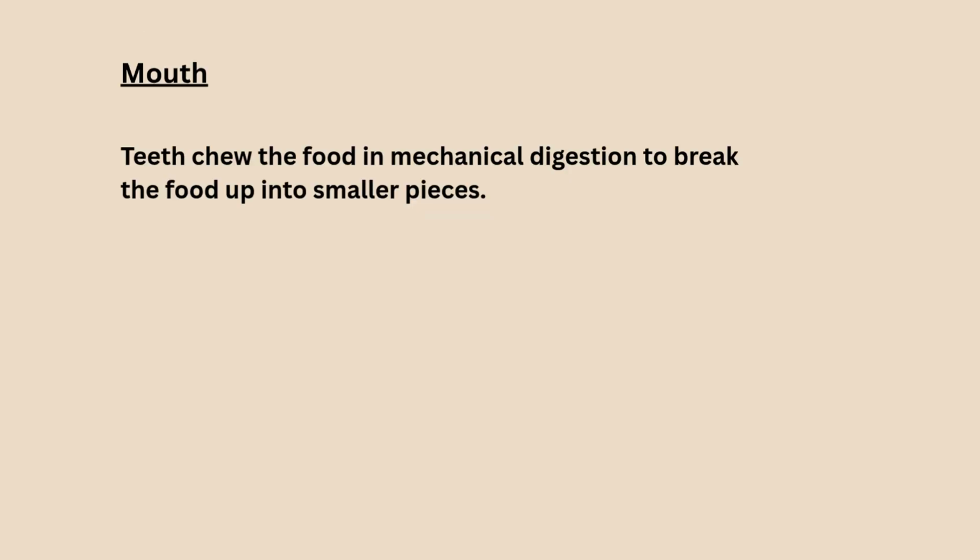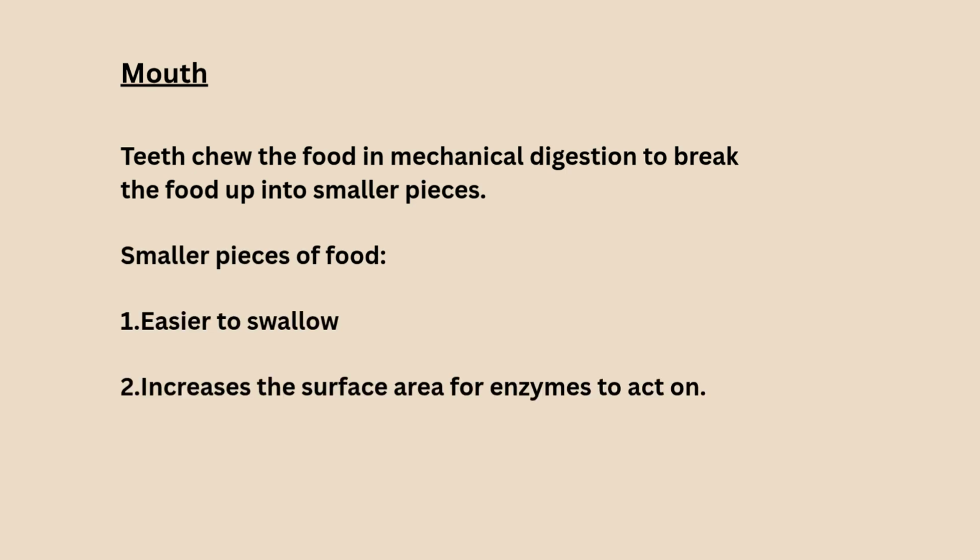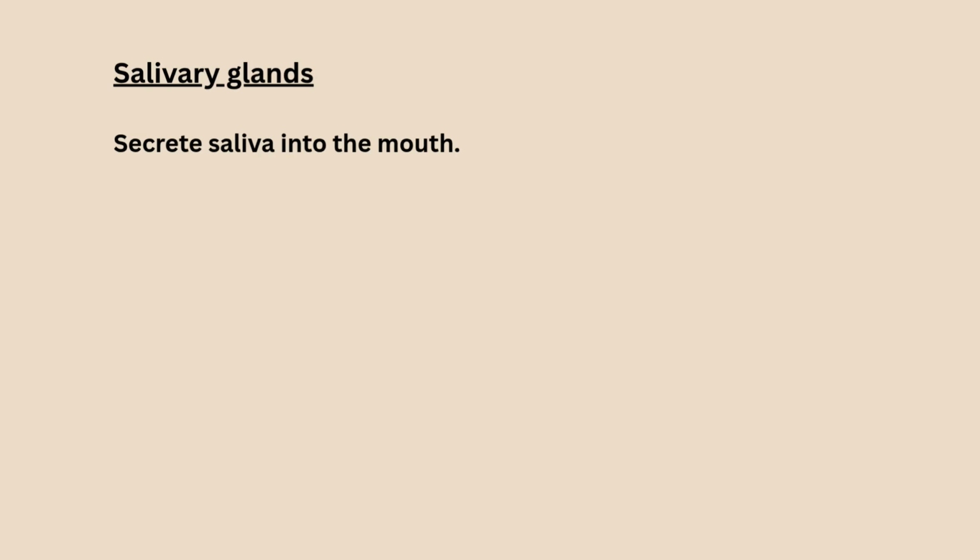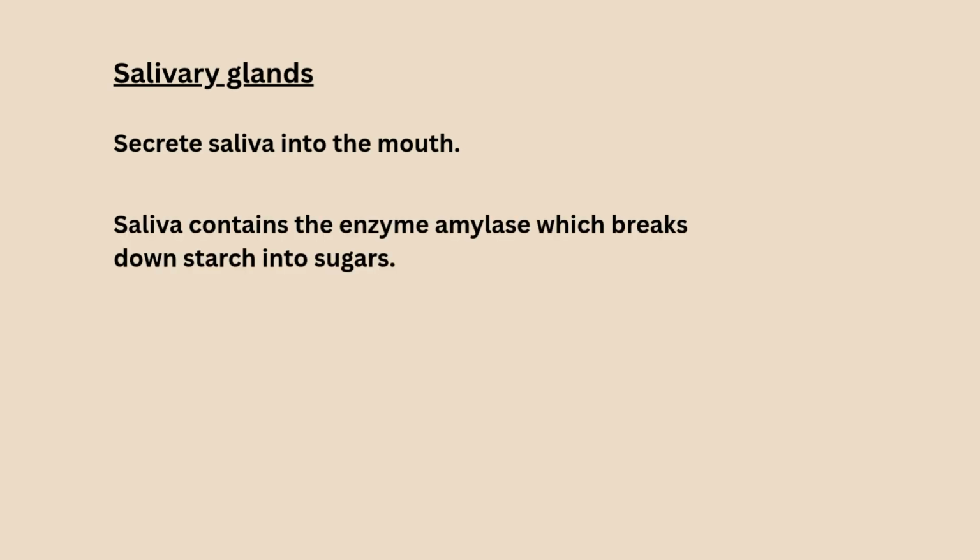In the mouth, the teeth chew the food in mechanical digestion to break the food up into smaller pieces. Smaller pieces of food are easier to swallow and it increases the surface area for enzymes to act on. The salivary glands secrete saliva into the mouth. Saliva contains the enzyme amylase, which breaks down starch into sugars.